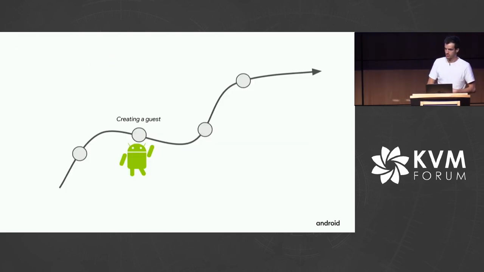All right, so now that you know everything there is to know about memory ownership tracking in pKVM, we can go one step further. Our user has been able to boot the device, and now they say, great, I have a pKVM-enabled device. I should try and create a guest, and that's what we'll be doing.